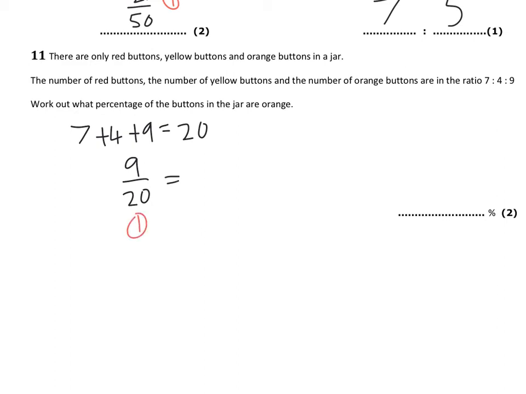And then to get the percentage, you can multiply those by 5, numerator and denominator, and you get 45 out of 100, which is 45%. And 1 mark for 45%.